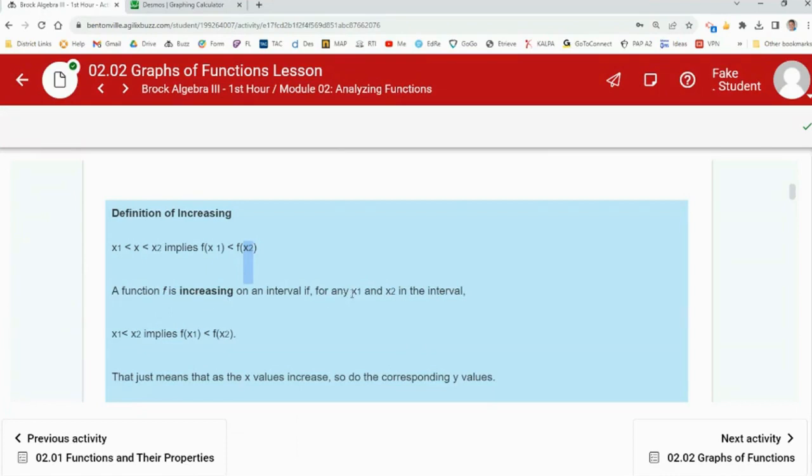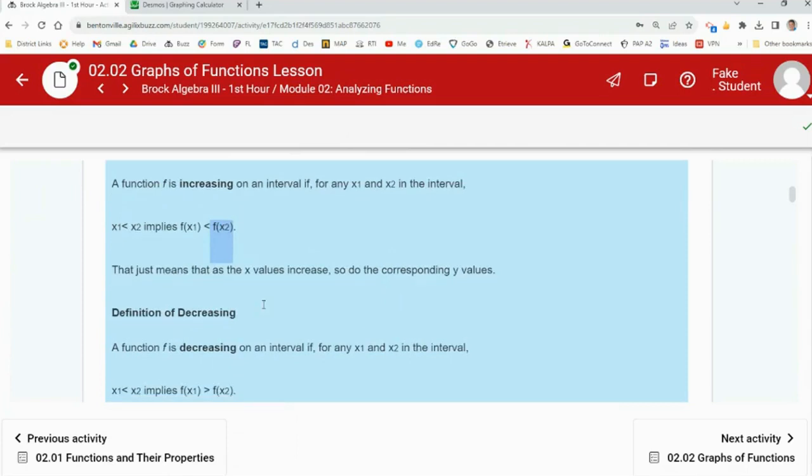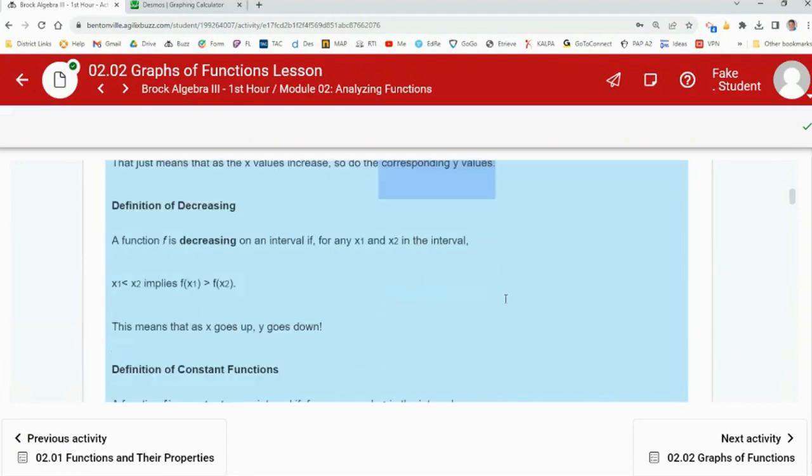It's increasing if for any x and any second x, the y of x1 is less than the y of x2. That means it's increasing. So all that means is as the x value increases, so do the y values. That's all that means in simple language. If the x is going up and the y is going up, it's increasing. In the same way, as x goes up, y goes down means it's decreasing.